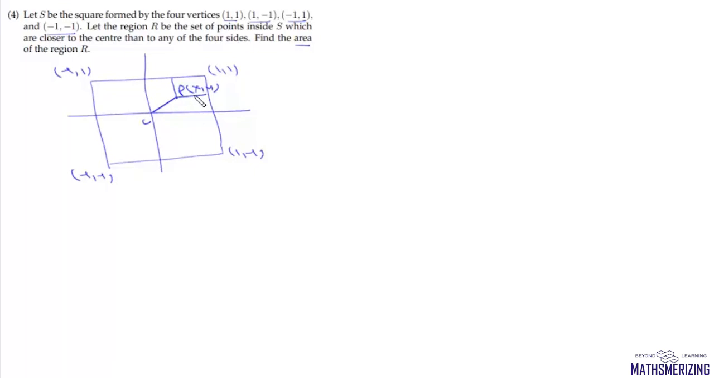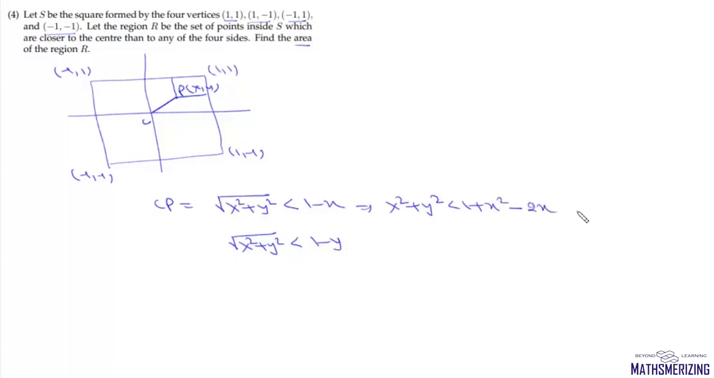Now in the first quadrant, the condition is that CP, which is under root of x square plus y square, should be less than the distance from both the sides, which are 1 minus x, and also 1 minus y. Now we'll square it, we'll get x square plus y square is less than 1 plus x square minus 2x. So here x square will cancel. We'll get this result as y square is less than minus 2x plus 1, which is a parabolic inequality.